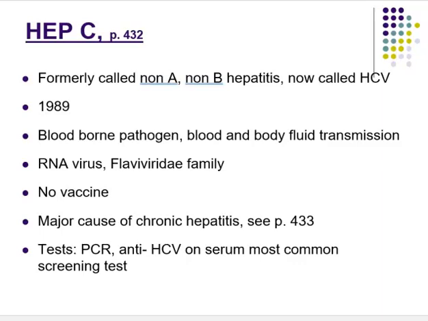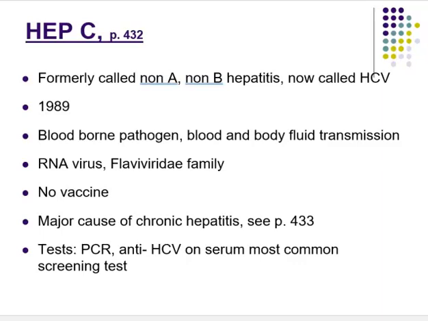Now let's move on to Hep C. It was formerly known as non-A, non-B hepatitis, but now we call it HCV. It was discovered in 1989. It is considered a bloodborne pathogen because you can get it from blood or body fluid transmission. It is an RNA virus. It's part of the Flaviviridae family. There's currently no vaccine. It's the major cause of chronic hepatitis.